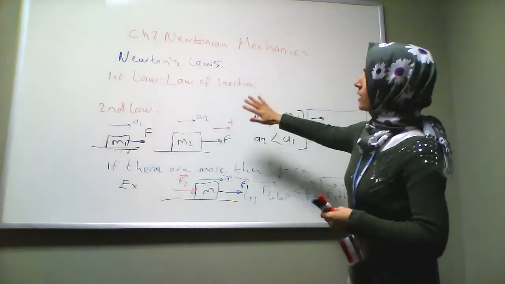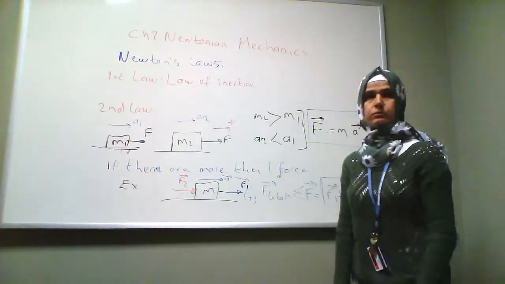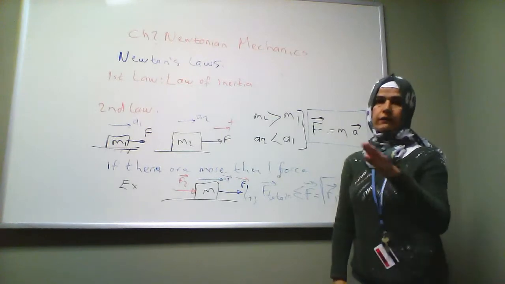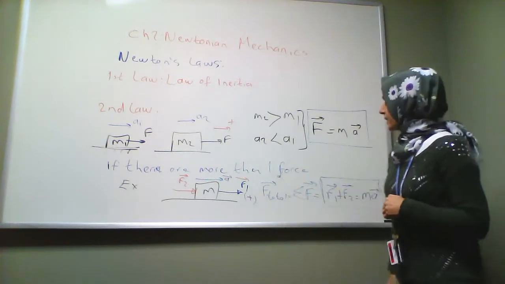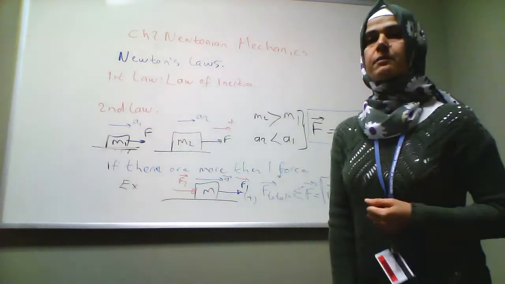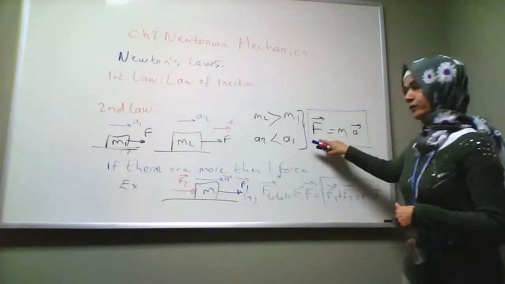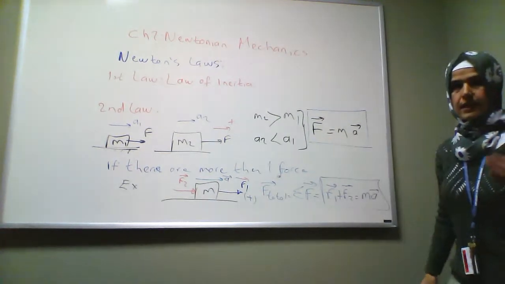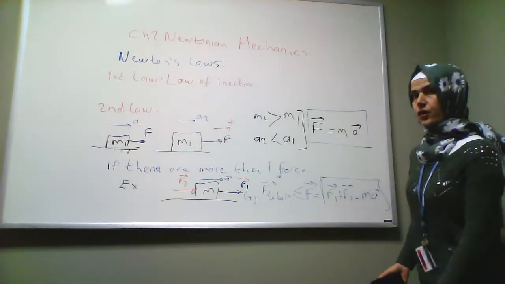So Newton's first law, law of inertia. If an object is stationary, it wants to stay stationary. If an object is moving, it wants to move forever, unless a force is acting on it. Second law is if a force is exerted on a mass, the force gives the mass an acceleration which is inversely proportional to the mass and directly proportional to the force exerted on the object. Now I'm going to delete this and give you Newton's third law.